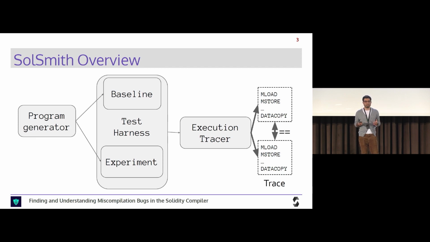Essentially, what we could do is have a baseline and then an experiment and tweak a parameter so that we could stress test a component. For example, if we want to test the optimizer, we would use no optimization as the baseline, optimization enabled as the experiment, and any trace divergence between the two would be classified as a bug for later triage.